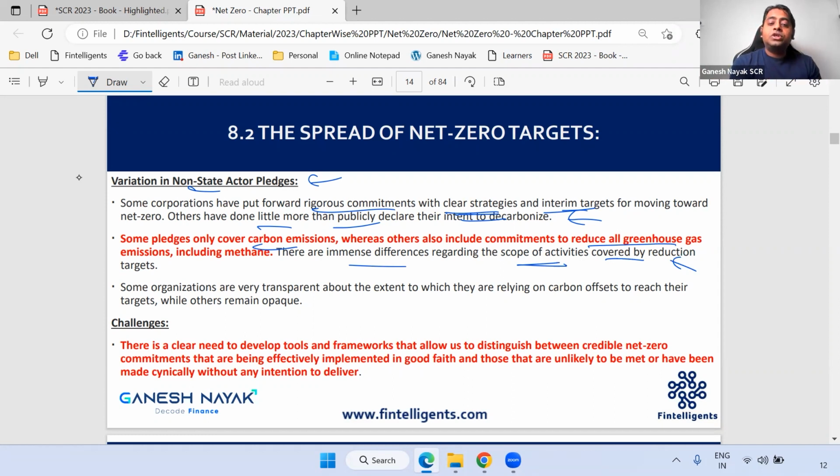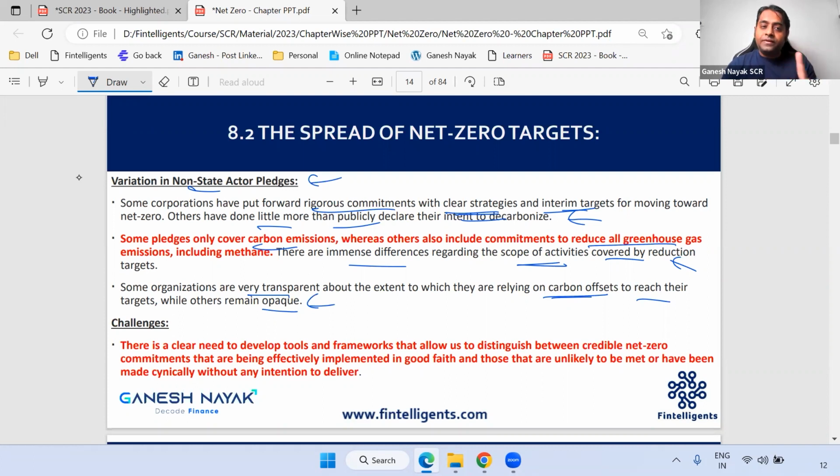Okay, some organizations are very transparent, because whatever efforts they are taking to offset the climate, they are publicly announcing. While some are opaque. Opaque means they are not announcing how they will be reaching net zero. They're just pledging that we will reach it, but they are not being transparent. So some are transparent, some are not. So the variation is very huge.